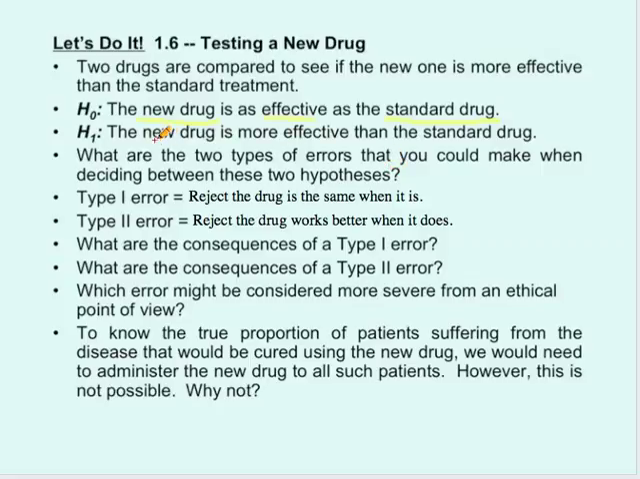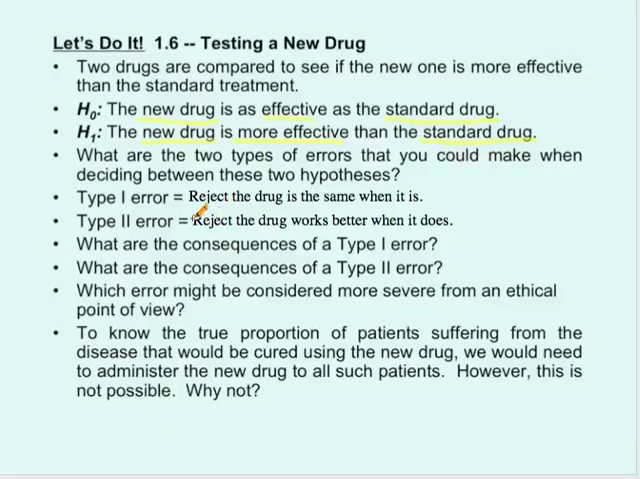The researcher, of course, or the pharmaceutical company that's produced this drug, wants to state that the new drug is more effective than the standard drug. In other words, this new drug works better than the drug that's currently out on the market for treating this particular disease. So what are the two types of errors that you could make when deciding between these hypotheses?